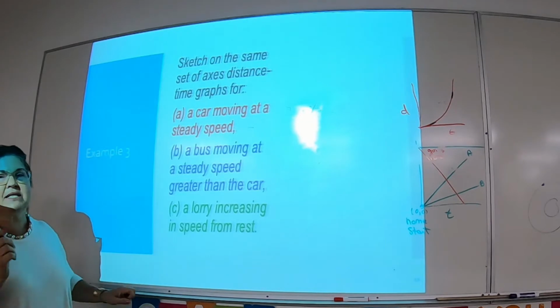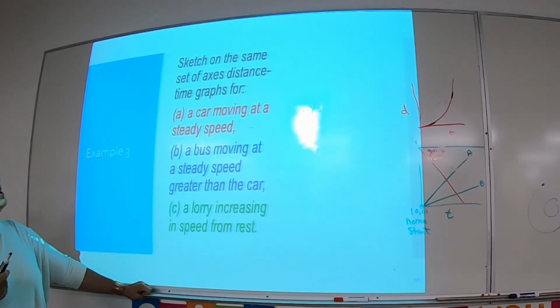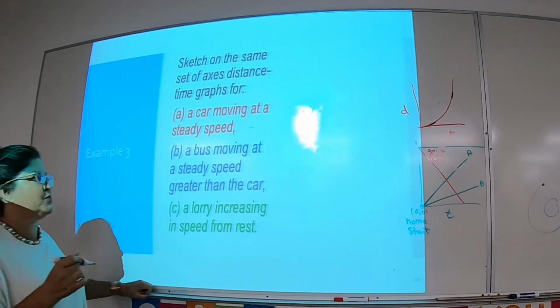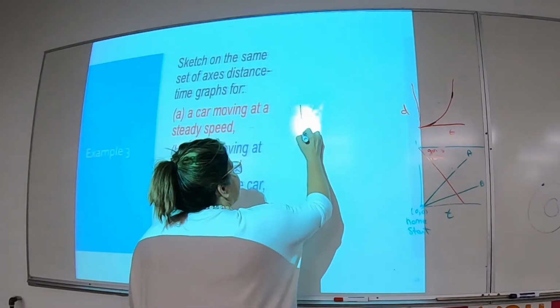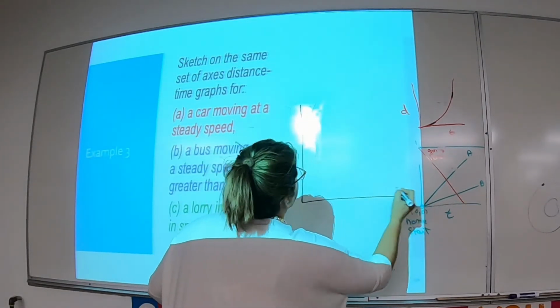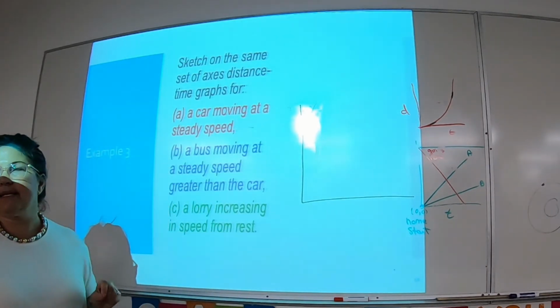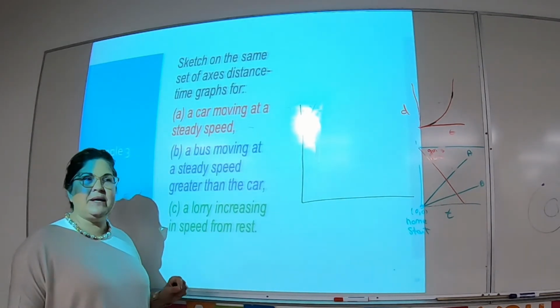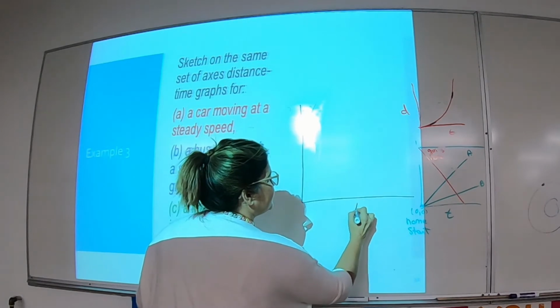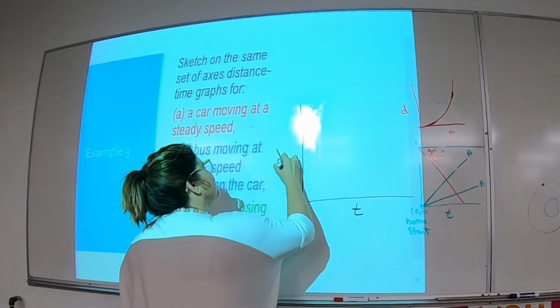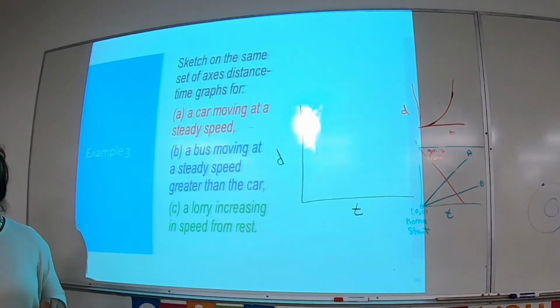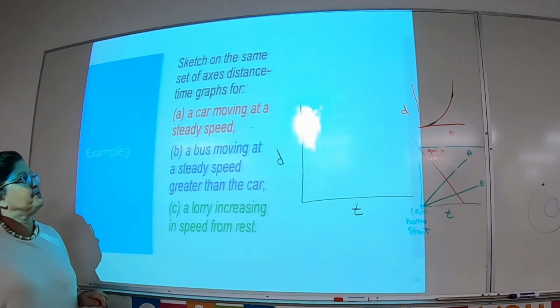Okay, so we want to be able to sketch on the same set of axes a distance time graph. And it's really a distance time sketch we're looking at. So I want you to put a set of axes down. And it's distance time. Time is always on the x. So I know t is here and I know d is at that point.